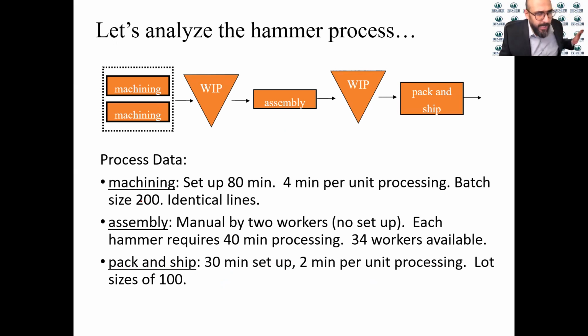Here's the process data, which is what we're looking for. Machining setup time is 80 minutes. Cycle time is 4 minutes per unit. Processing batch size is 1200. We have 2 identical lines. Assembly is manual, by 2 workers. No setup needed. Each hammer requires 40 minutes processing. We have 34 workers, but there have to be 2 workers per job, so 17 basically. Pack and ship has 30 minutes setup time, 2 minutes per unit processing, and a load size of 100.